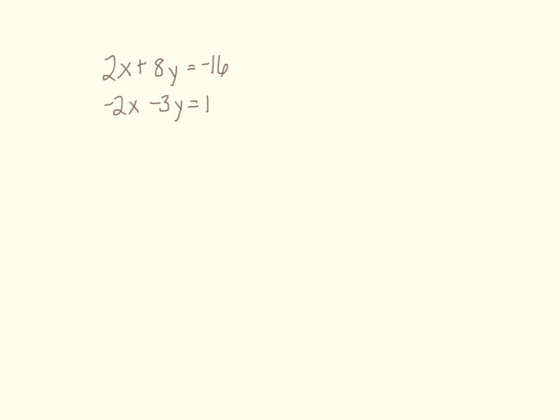Given the two equations, 2x plus 8y equals negative 16, and negative 2x minus 3y equals 1, think about which method you'd prefer to use, substitution or elimination. I'm going to go ahead and use elimination because when I look at this problem, the first thing I notice is my x's. One's a positive 2 for the coefficient and the other has negative 2. And when we have opposites like that, I can just add my two equations up and I can eliminate that variable. So go ahead now and solve this problem by elimination.